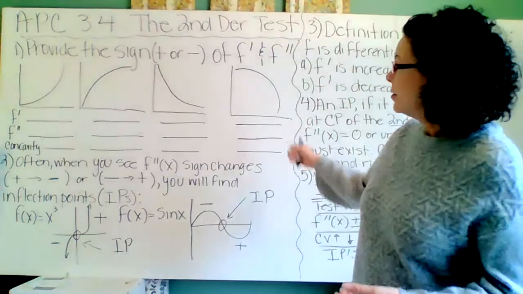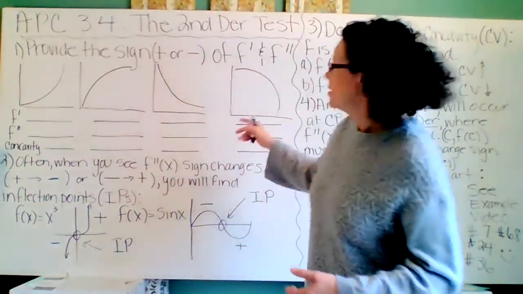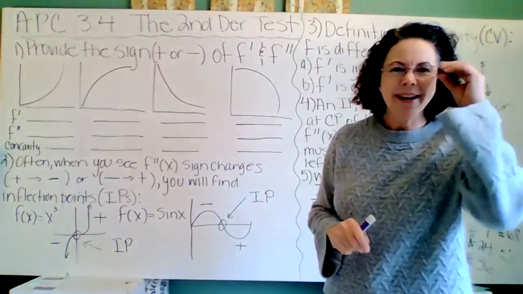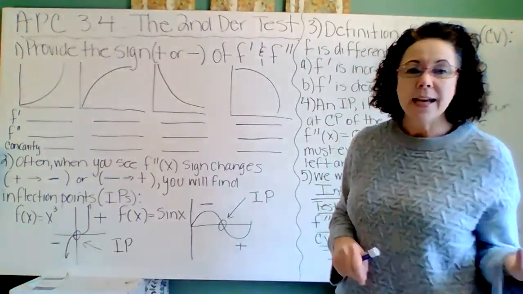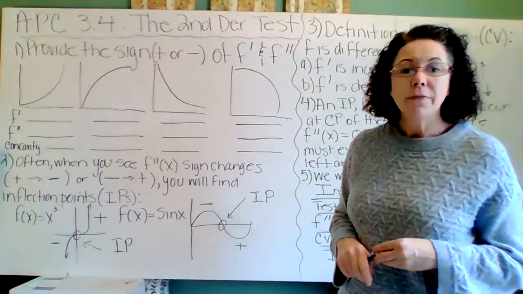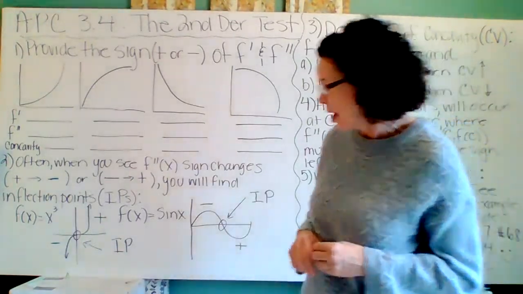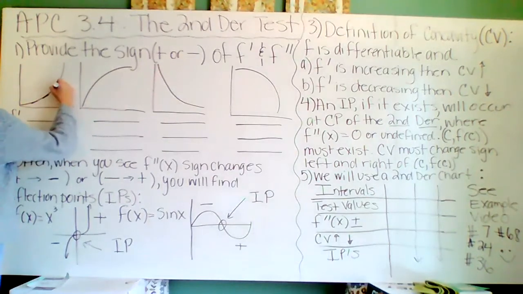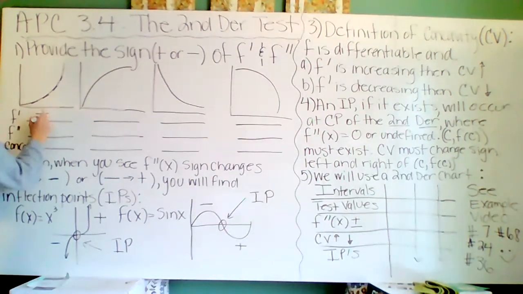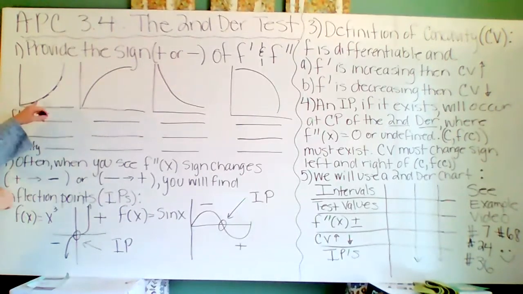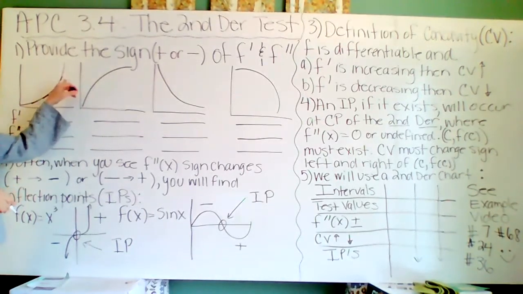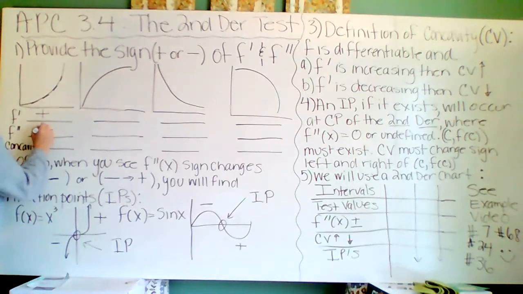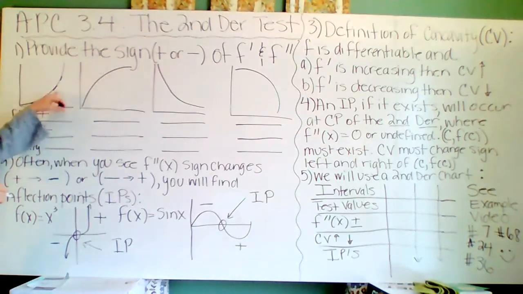We have done this a couple times, looked at these four pictures, but we're going to refresh our memory today. We're going to provide the sign, positive or negative, of the first derivative and the second derivative. Notice in the first picture, obviously this is increasing, because if I drew these tangent lines, they are all positive. So the first derivative is positive. Notice that these tangent lines are becoming more positive. Because the first derivative is increasing, we're going to call the second derivative positive.